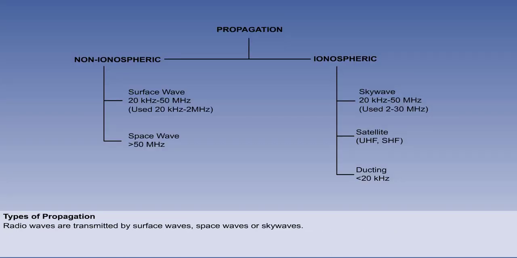Now let us look at the ways in which radio waves are propagated. There are three ways in which electromagnetic energy travels from a transmitter antenna to a receiver antenna. Two of them, surface waves and space waves, do not reach the ionosphere, and collectively they are called non-ionospheric.